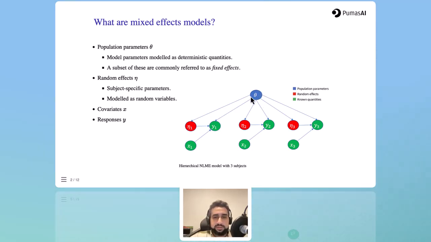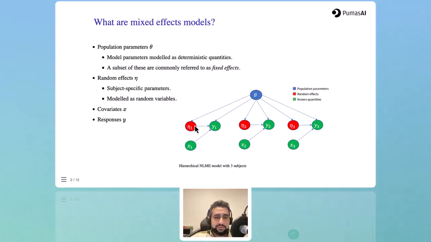And so theta here is shared between the subjects. This block here is for subject 1, this second block is for subject 2, and the third block is for subject 3. Now, for subject 1, we have some parameters in theta, and they affect the prior distribution on the random effect.